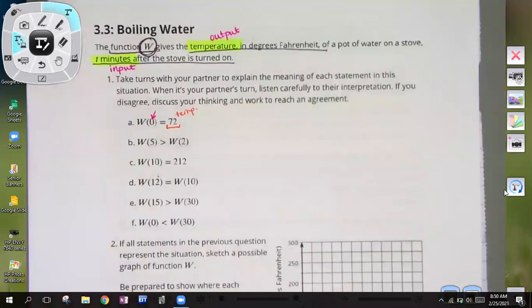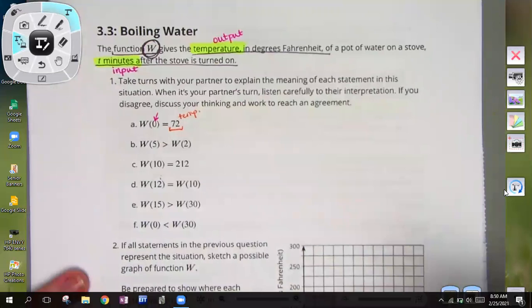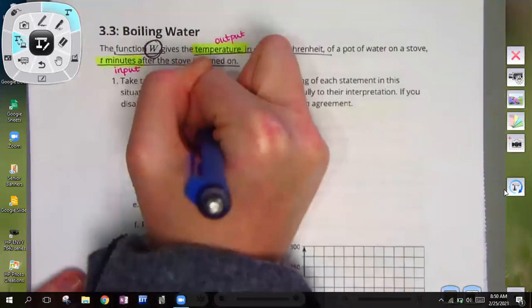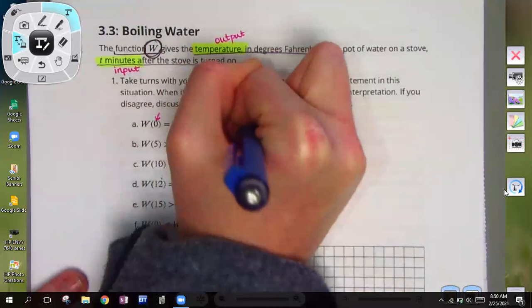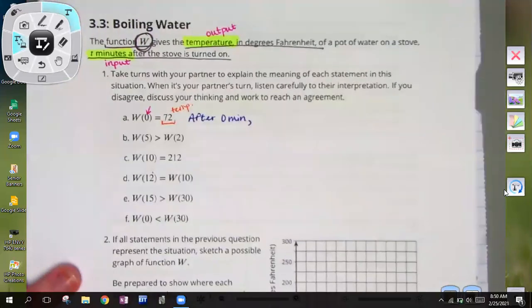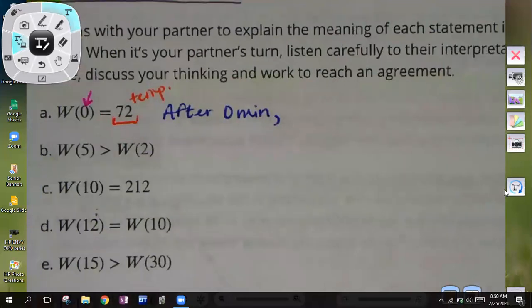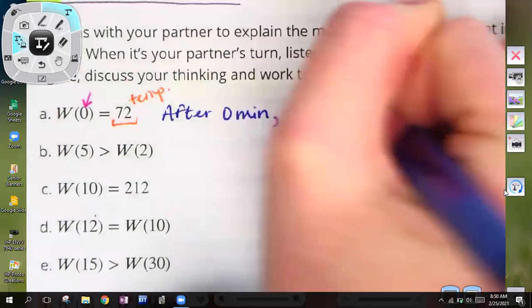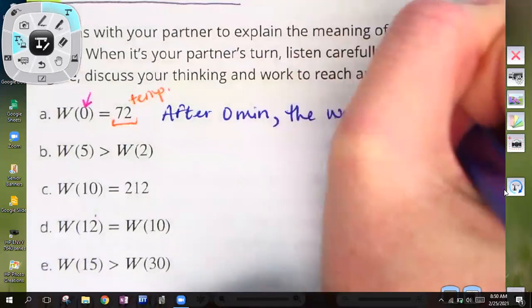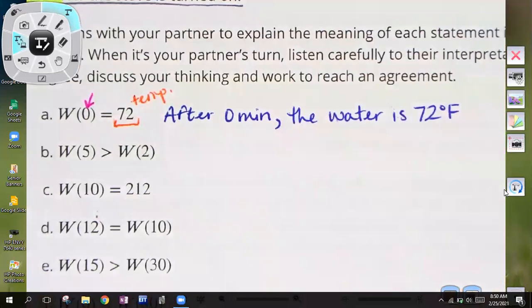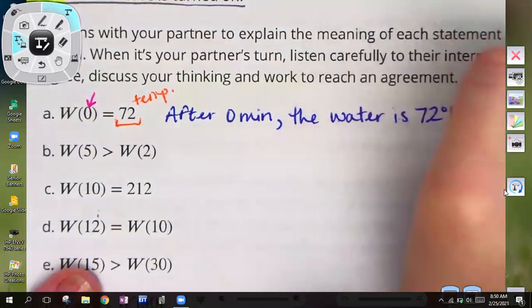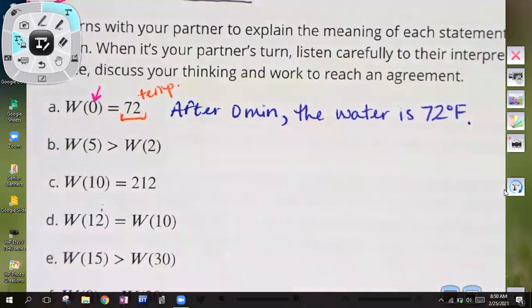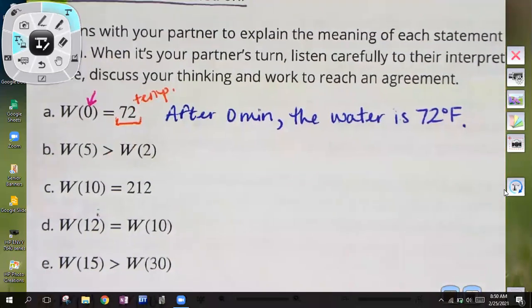All right, so someone explain this function notation to me in sentence form. After 0 minutes, write this down. After 0 minutes, the pot of water is 72 degrees Fahrenheit. Also known as perfect breaking. All right, you don't have to make them super wordy, just as long as you hit all of the points on them. Okay, now some of them are not all going to be perfectly like that.